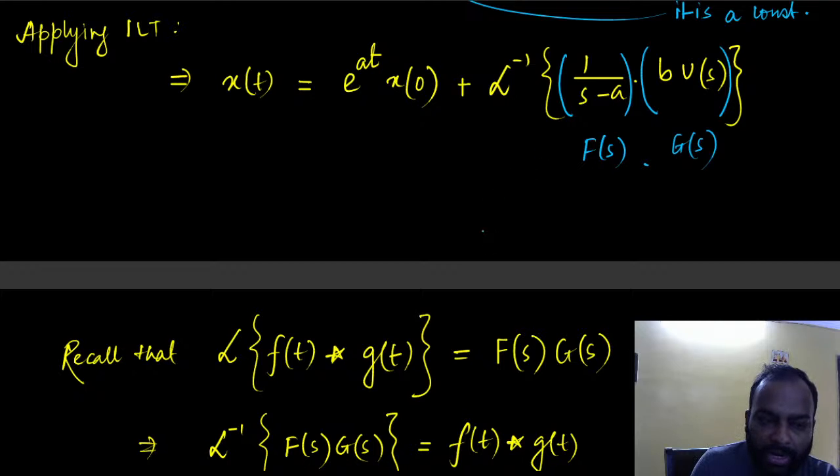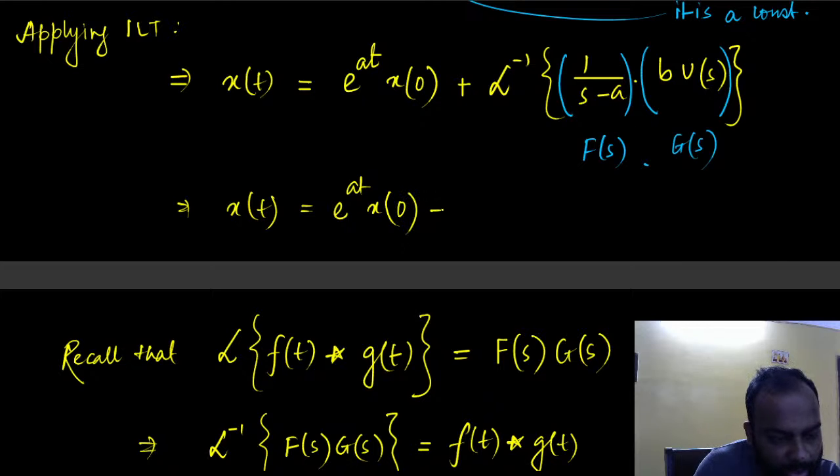So now in order to do that, see that solution: it is again x(t) is equal to e to the power at times x0 plus, this will be simply the convolution of f(t) with g(t).